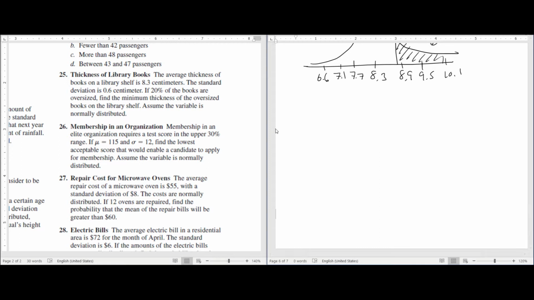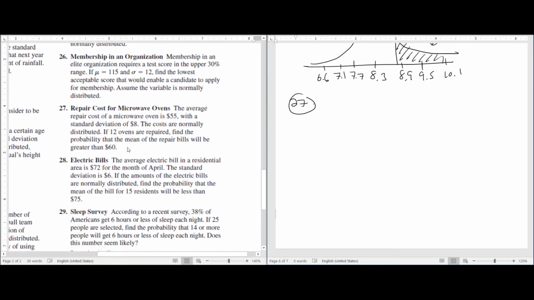All right, so that takes care of 25. Let's go to 27. The average repair cost of a microwave oven is $55, so mu is $55 with a standard deviation of $8. The costs are normally distributed. If 12 ovens are repaired, find the probability that the mean of the repair bills is greater than $60. So they're saying the probability that the mean of the repair bills is greater than 60.